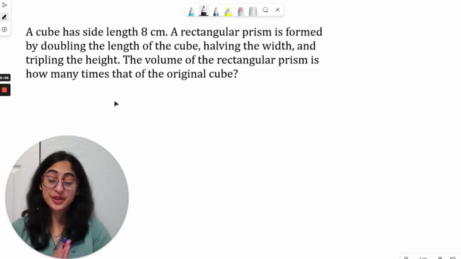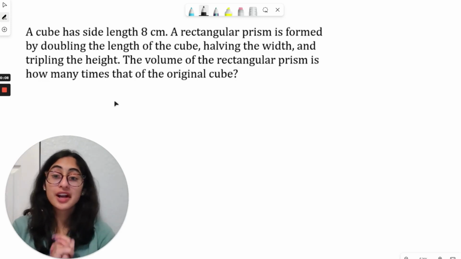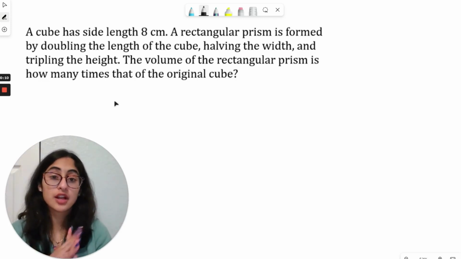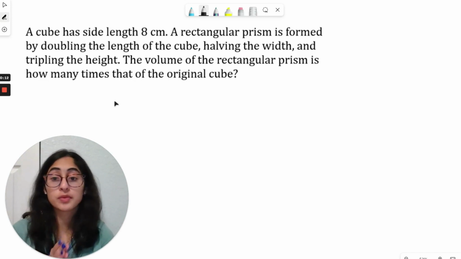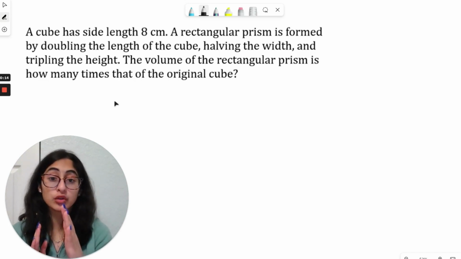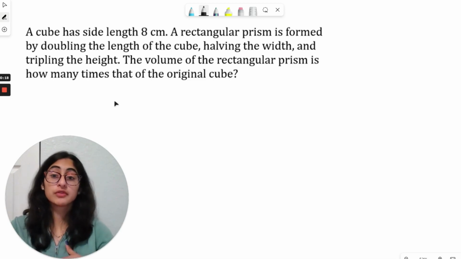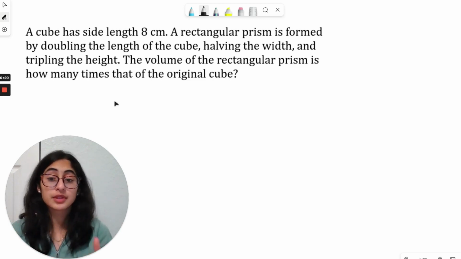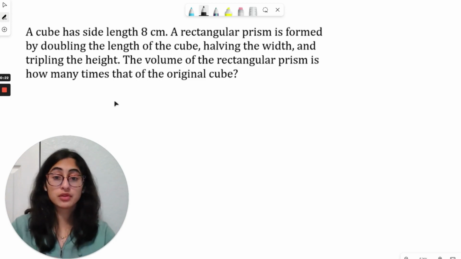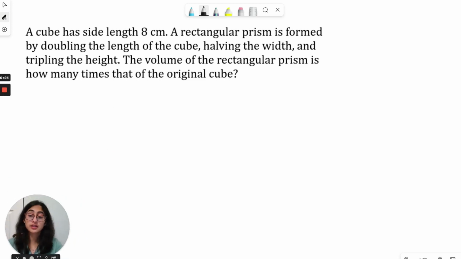Okay, so this is question 3 of the week 3 handout, and it says a cube has a side length of 8 centimeters. A rectangular prism is then formed by doubling the length of that cube, halving the width, and then tripling the height. So the volume of the new rectangular prism is how many times that of the original cube? Okay, let's break this down and try to visualize this.